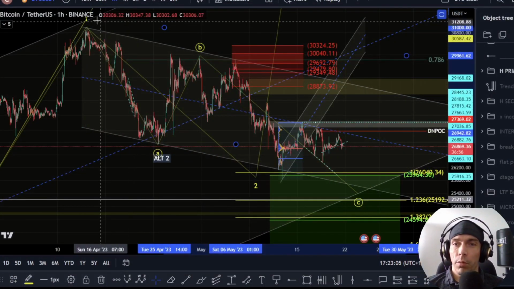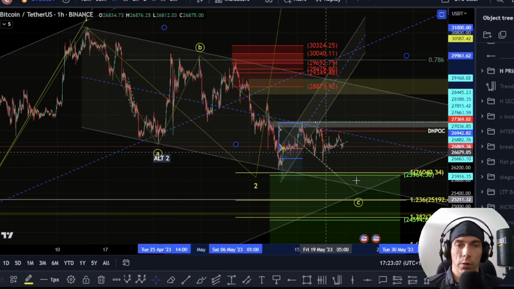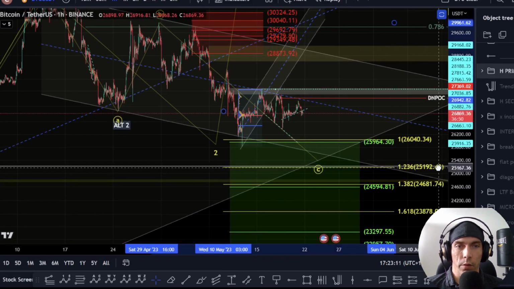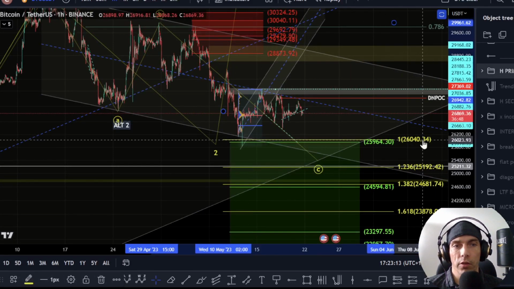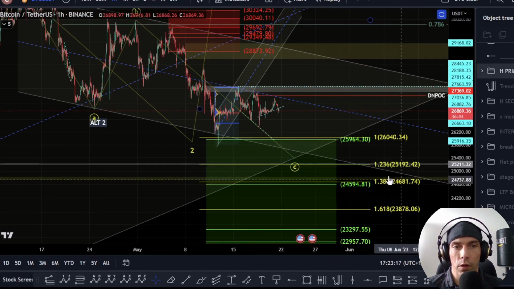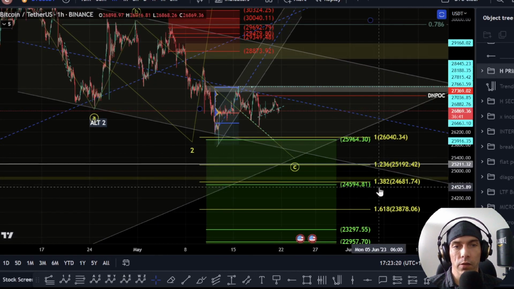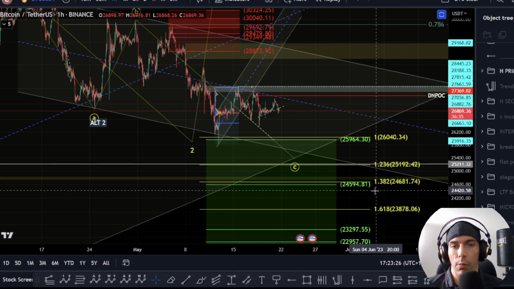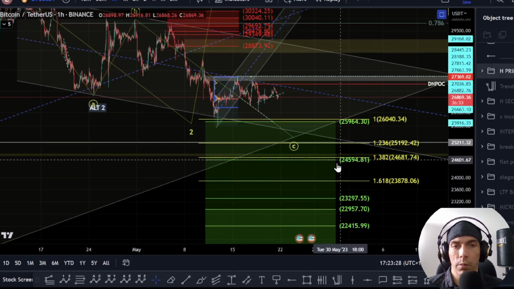Let's get into the price action and see what is going on. So primarily what we're still looking for is that potential that we are still within the C wave, and we're looking for that possibility to come down a little bit deeper here. So if we are looking for this, we have actually achieved this 1-to-1, but I'm looking for that potential that we could see a move down towards this lower range here, which would be this 1236 to this 1382, looking for this 25,192 to this 24,681 level.